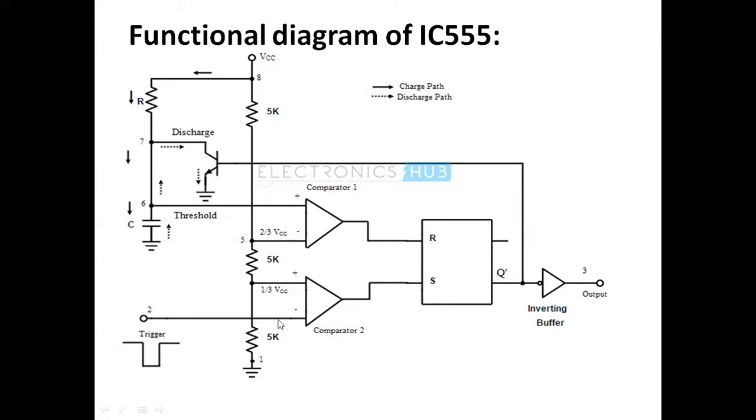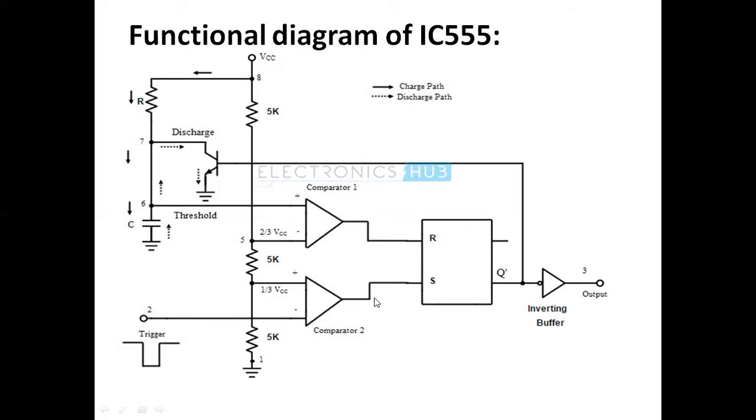If the voltage at this point is less than 1 by 3 VCC, then comparison takes place. The voltage at the non-inverting terminal is greater than the voltage at the inverting terminal. So whenever the non-inverting terminal voltage is greater than the inverting terminal voltage, the output of the comparator becomes high.